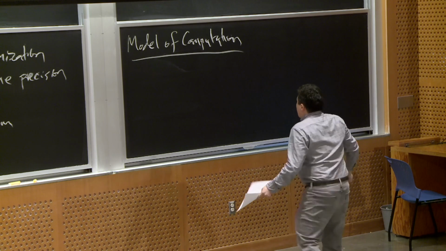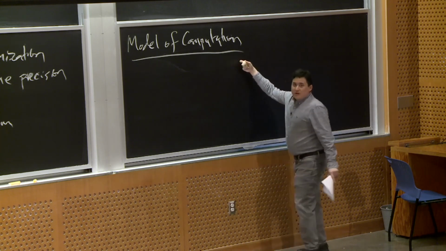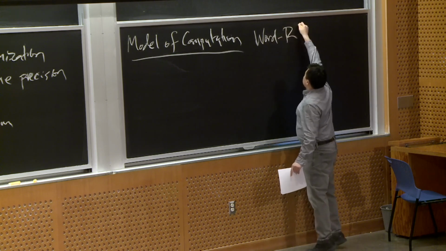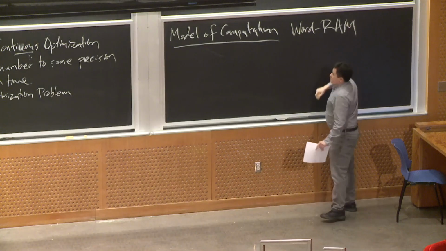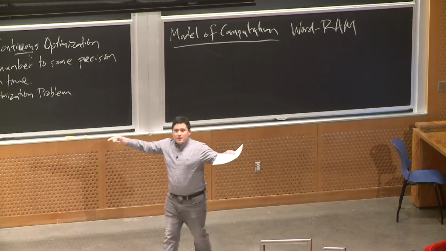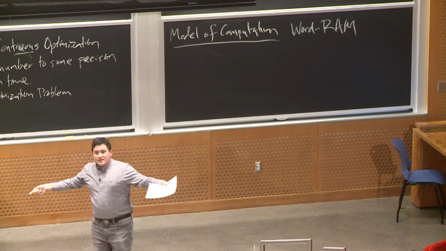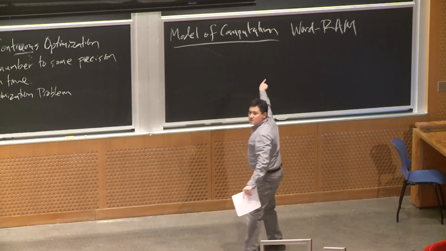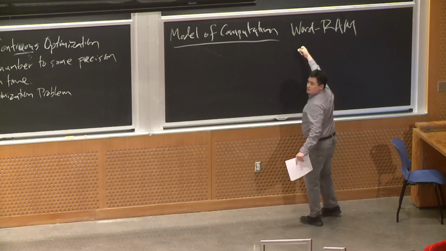So what we've been talking to you about in terms of model of computation is our word RAM, right? Word RAM. That essentially says I can do arithmetic operations and I can look up stuff in my memory in constant time, but if I allocate a certain amount, I have to pay that amount and that kind of thing. So that's this word RAM model.